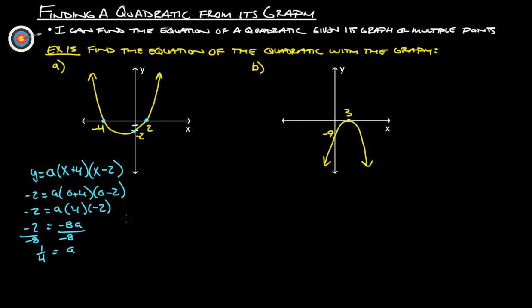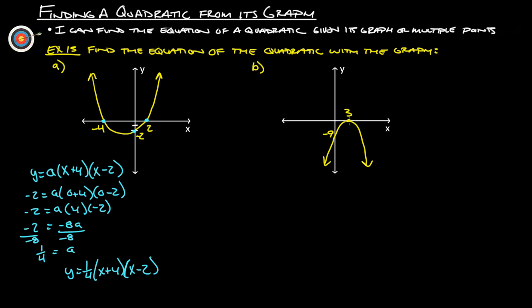Okay, so then our equation we could simply write as y equals 1/4 times x plus 4, sorry, x plus 4, not a, times x minus 2. Okay? Okay, let's try the same thing with b over here.